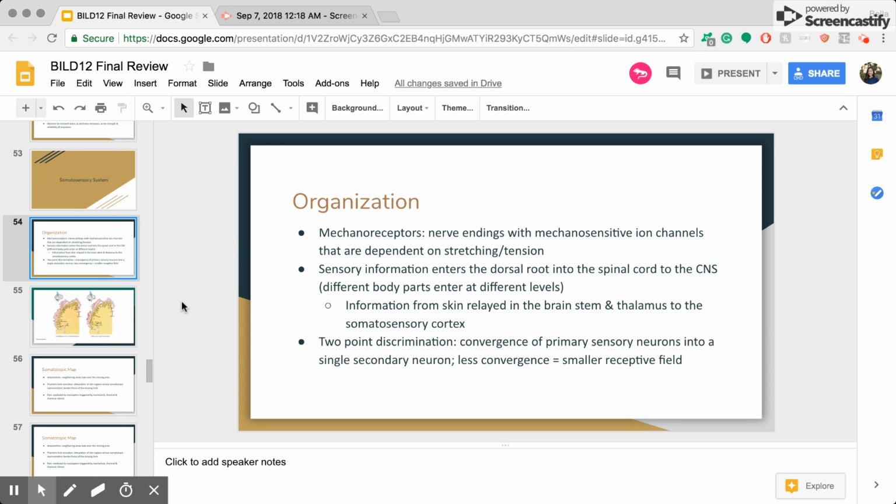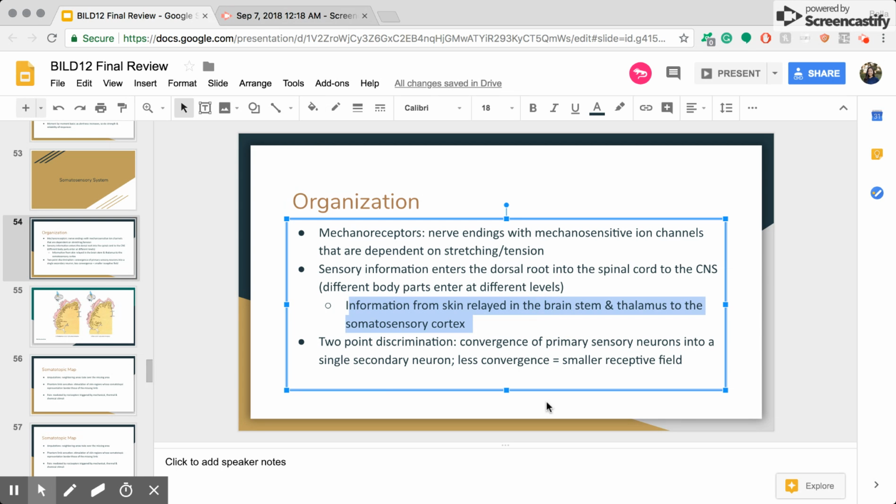Okay, so somatosensory system organization. The receptors are called mechanoreceptors. They're basically everywhere on your skin. They have ion channels that are dependent on the stretching and tension of how you're moving yourself. The process behind that is that you have sensory information that goes to the dorsal root in the spinal cord, and then that projects onto the CNS. So the information from skin is relayed onto the brainstem, which then goes to the thalamus, which then goes to the cortex.